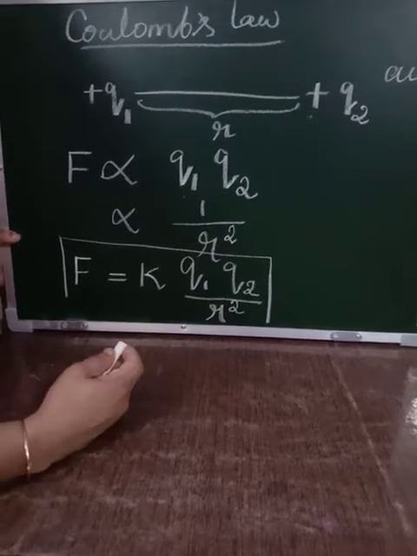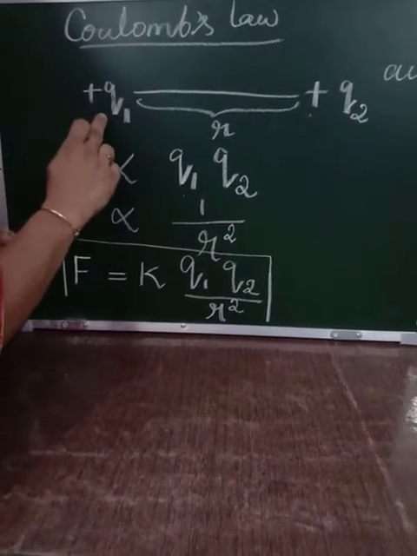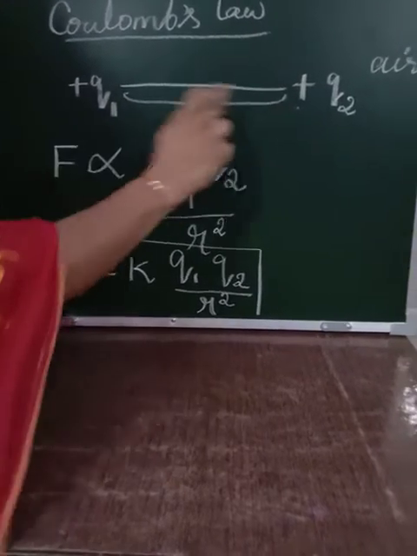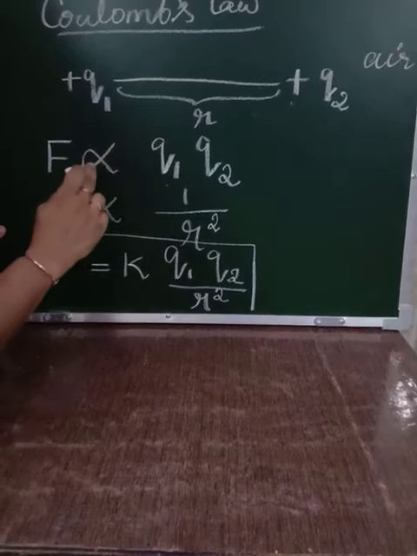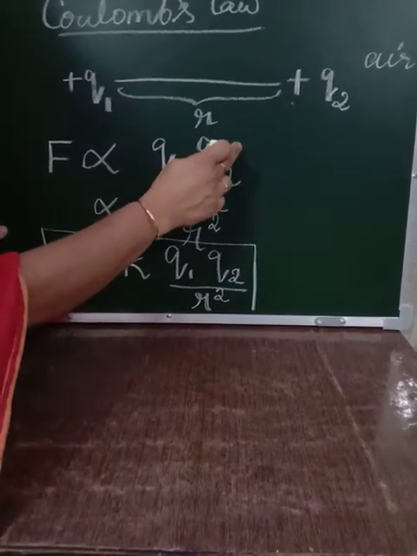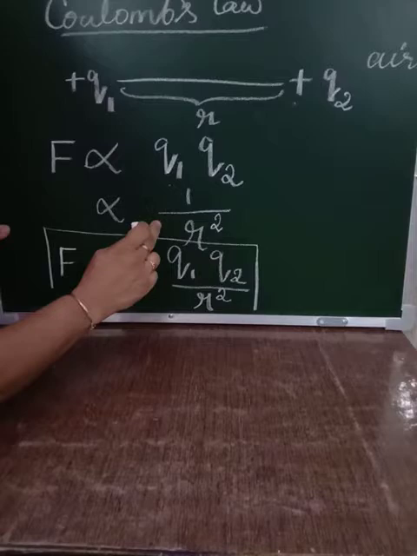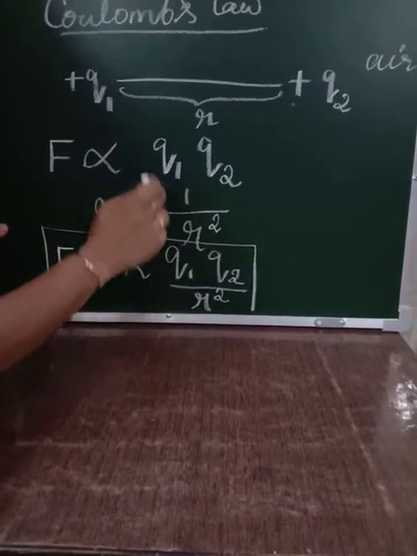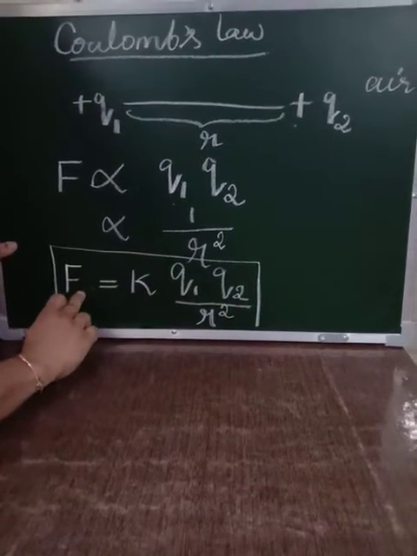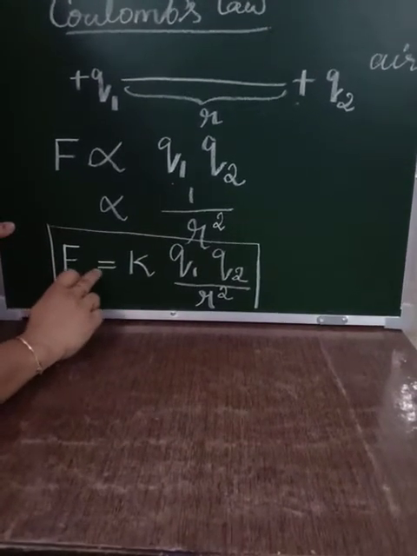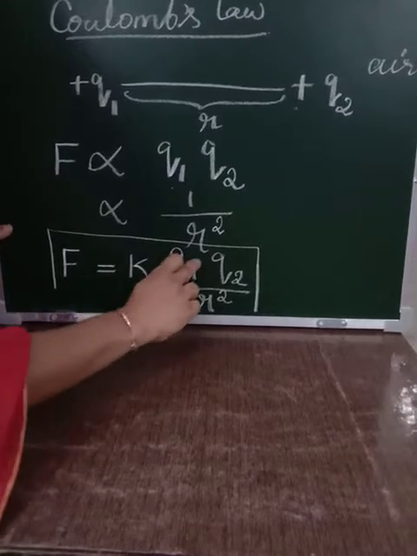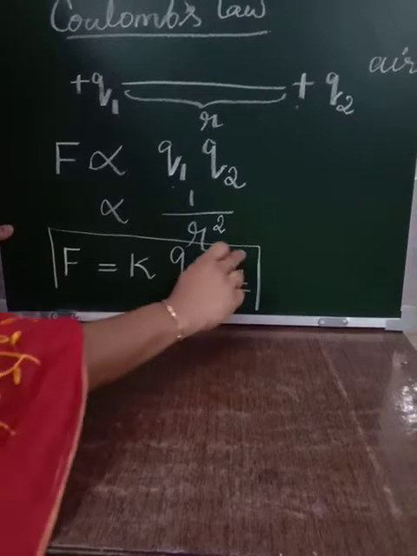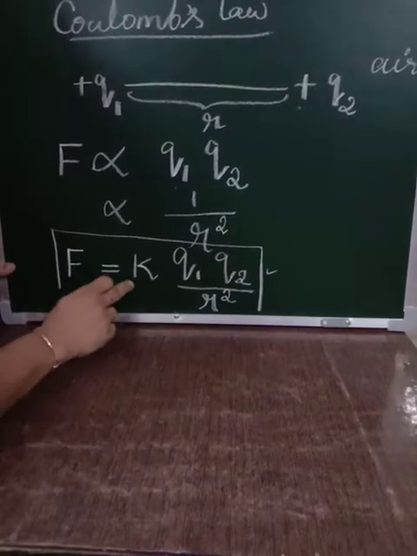Once again, Coulomb's law states that the force existing between two point charges is directly proportional to the product of the charges and inversely proportional to the square of distance between the charges. By combining these two, we can write the equation of force as F is equal to K into Q1 Q2 upon r square. Now we can discuss this equation in detail.